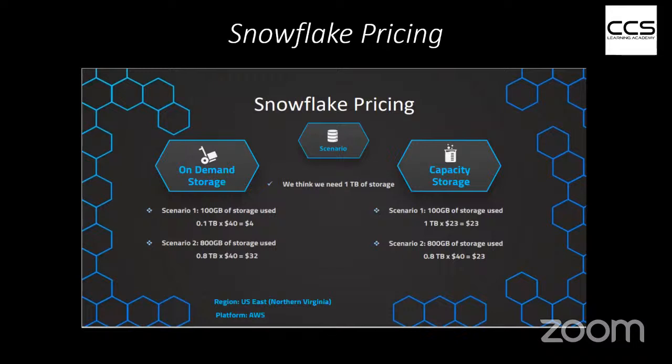When it comes to storage, we have two different options. Either we can go for on-demand storage, which means you pay for what you are using, or else you have another choice where you can go for capacity storage. That means you pay upfront for a predefined storage capacity. So let's take a quick scenario here. Imagine that you are creating a solution on Snowflake, and you think that you need 1 TB of storage. That's what your thought process is like: oh, I need 1 TB of storage.